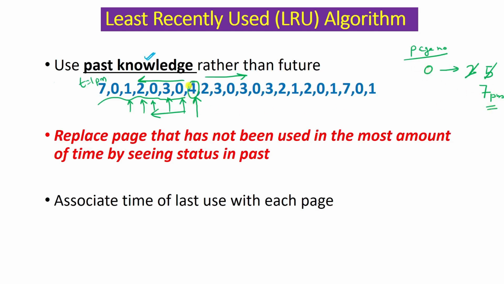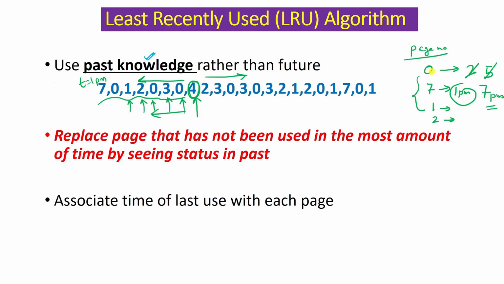So when I am at 4 and I want to replace a page, I will keep track of the time of all the other pages in a similar manner. Here you can see 7 has some particular time, let's say 1 p.m., because it was not referenced. Then in the same way 1 will have some time, 2 will have some time. So these times are the time of the last usage, whenever they were last referenced.